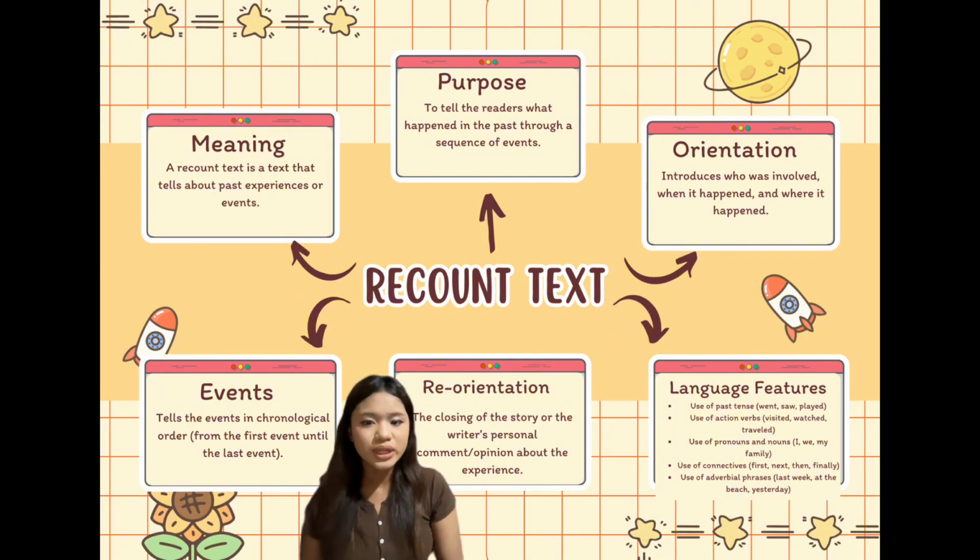The first is orientation. Orientation introduces who was involved, when it happened, and where it happened. The second is events. Events tells the event in chronological order, from the first event until the last event. The third, or lastly, is reorientation. Reorientation is the closing of the story or the writer's personal comments and opinion about the experience.